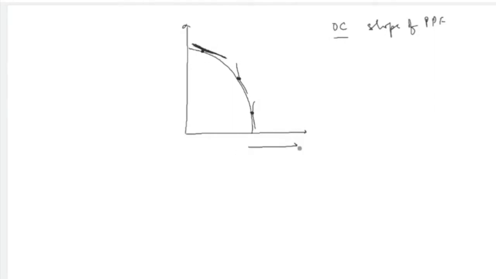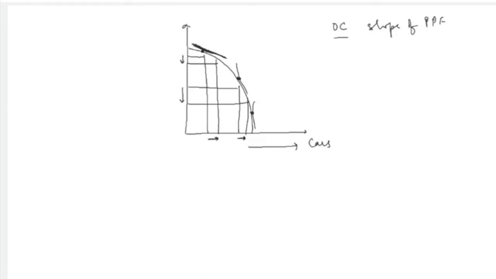As you increase the production of cars, the opportunity cost of cars is increasing. You notice that here the slope of the curve is flatter. Here it is steeper. So the slope of the curve is actually increasing as you increase the number of cars, and you can also check this by plotting some points here. When you increase the production of cars by say 1 unit at this point, and similarly at this point, you notice that the amount of computers that you have to lose is actually increasing.